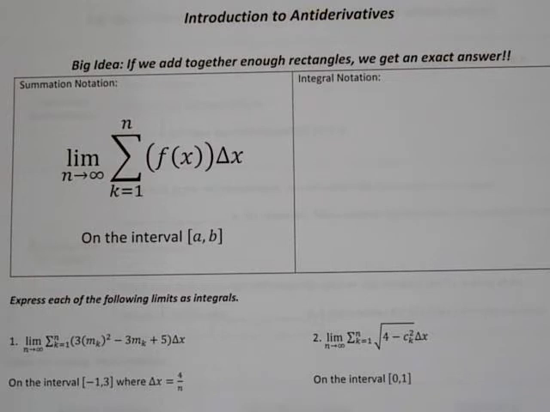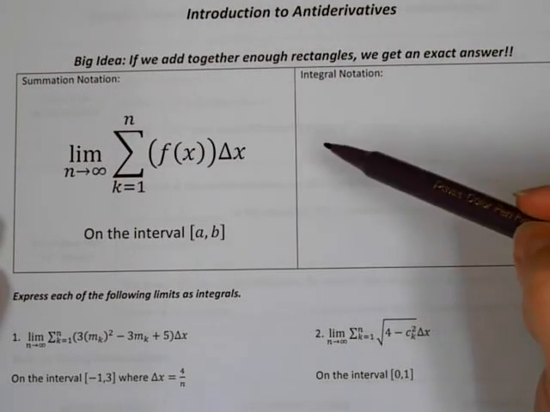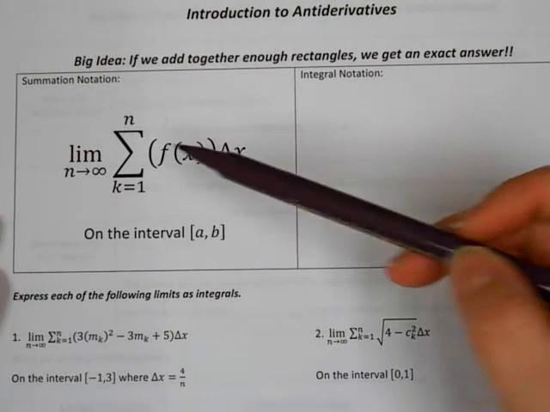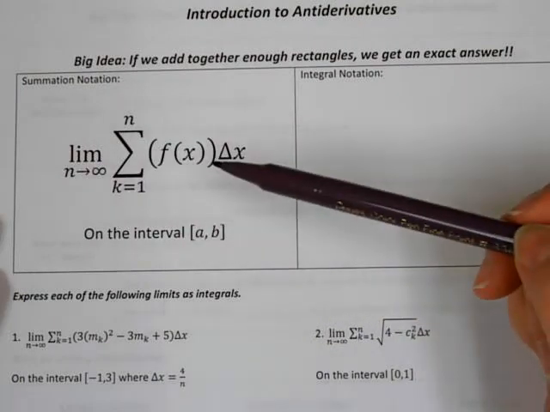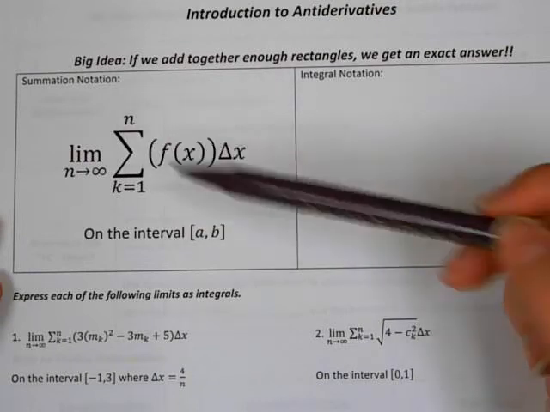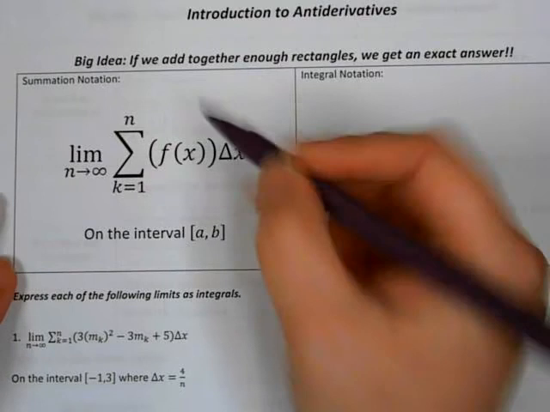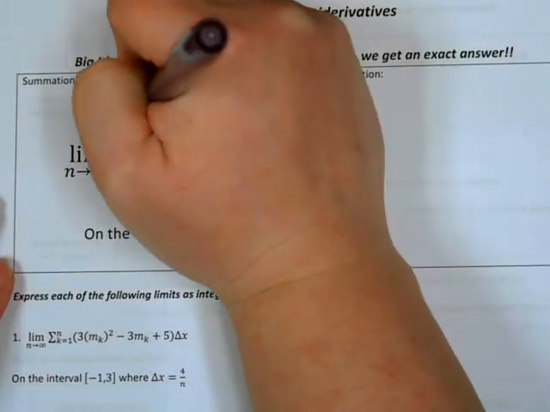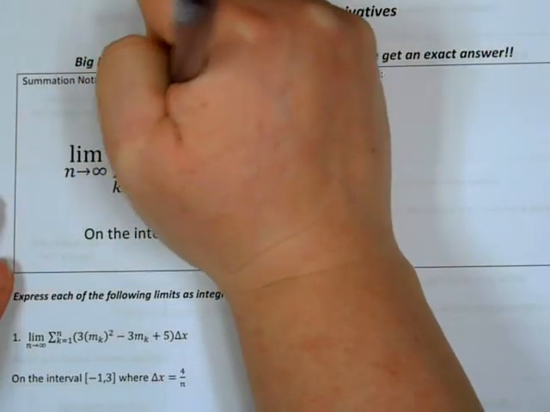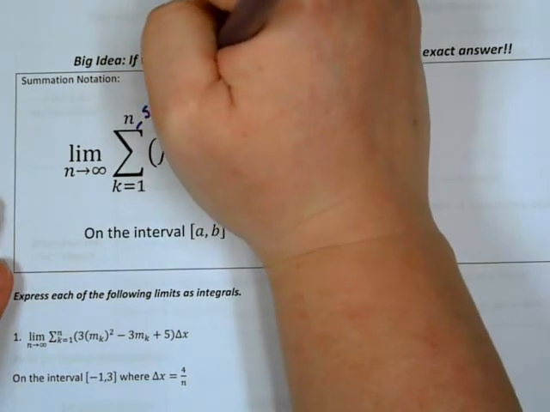Before we can dive too much into antiderivatives, we need to look at the different notation that we use, okay? So we've got summation notation and we have integral notation. This probably looks at least a little familiar to you from Algebra 2, but this weird E here that we use with summation notation is called a sigma. And anytime we see sigma, we know that we are finding a sum.